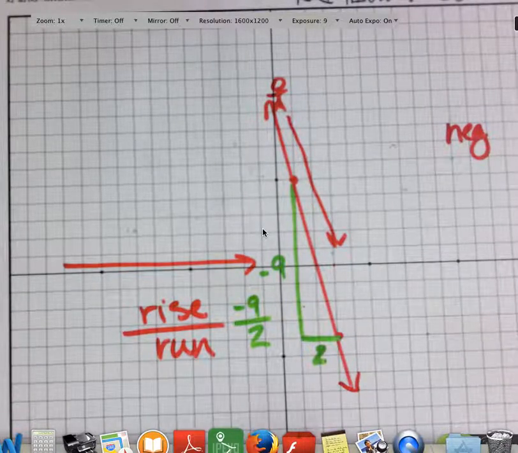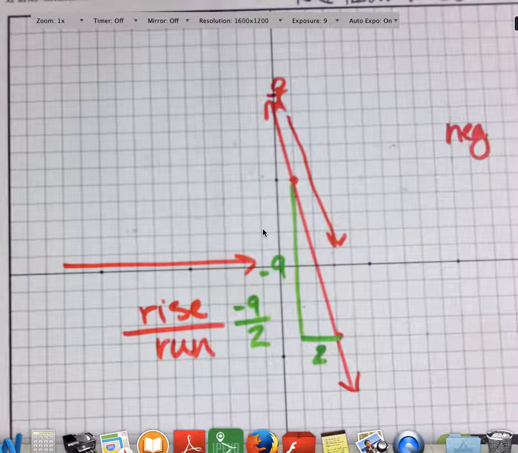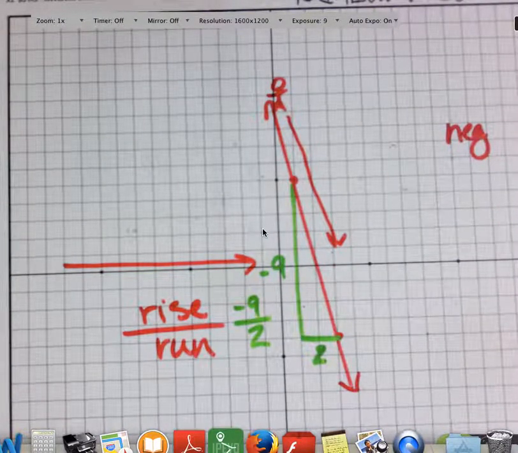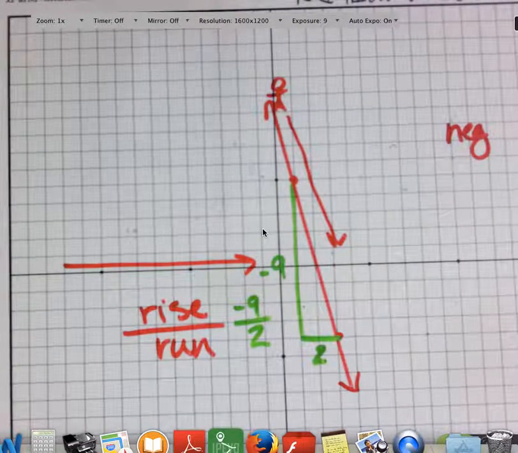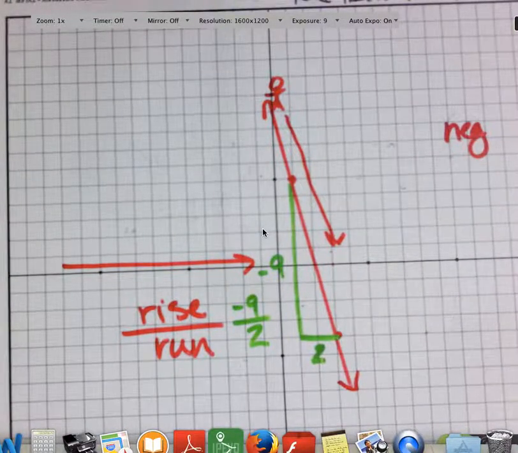Sometimes when our lines don't cross nicely at an intersecting point, or if you don't have graph paper with you, then doing the algebra is really helpful. And you can always use the algebra to find the slope. You don't always have graph paper near you.